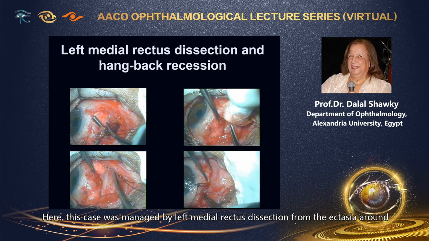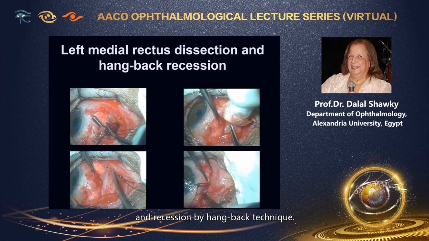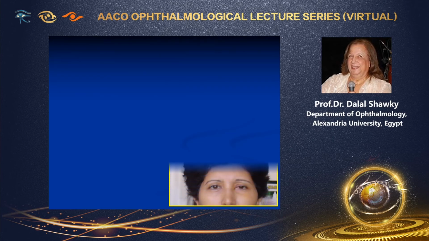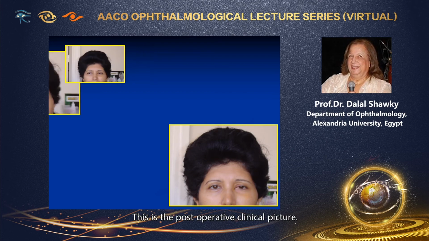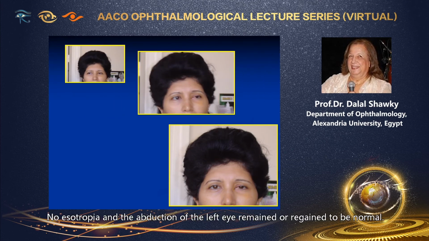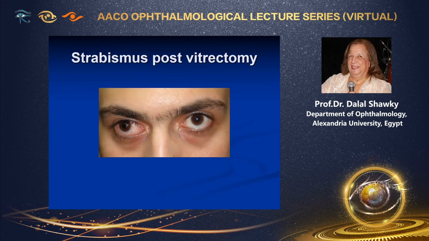Here, this case was managed by left medial rectus dissection from the adhesions around it and recession by the hang-back technique. This is the post-operative clinical picture: no esotropia, and the abduction of the left eye has regained normal.